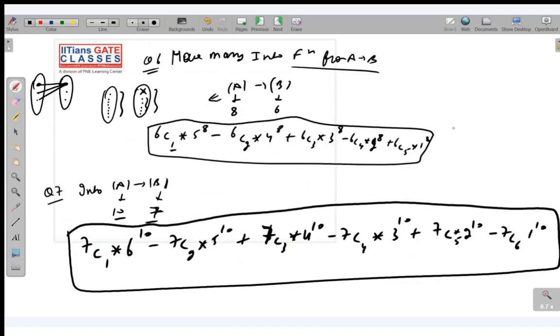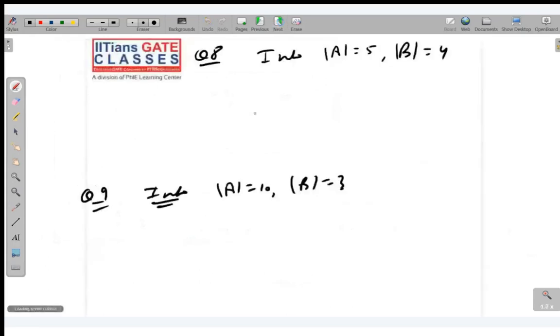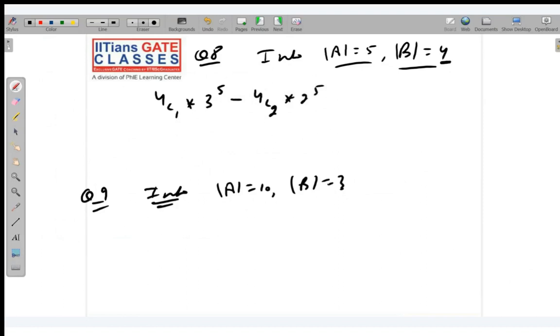Okay, take a snapshot. I will jump to the next slide. Next, A is having 5 elements, B is having 4 elements. So again, 4C1. I'm giving multiple questions so that everything fits in your mind properly. 4C1 into 3 power 5, because 3 elements will be left. Now minus 4C2 into 2 power 5. Then plus 4C3 into 1 power 5. Answer. Are you getting it?